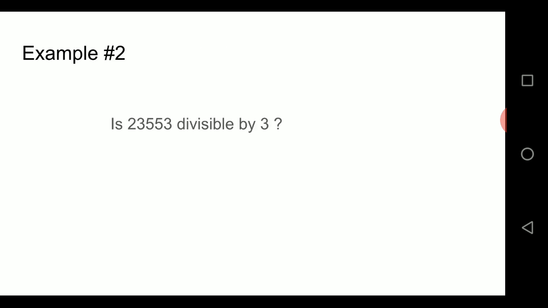I've given a big number, 23553. Is it divisible by 3? Normally it's very difficult to find the answer to this question immediately. But if you know the trick of divisibility, you can easily answer this question. Let me pause for a minute and you try to guess the answer.